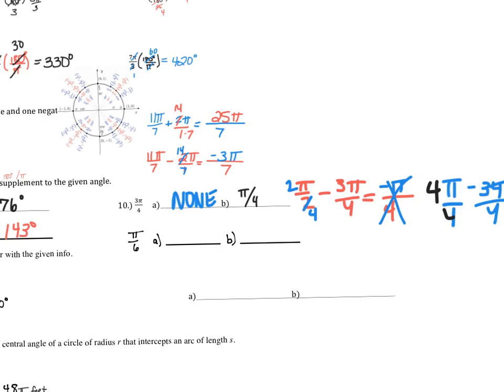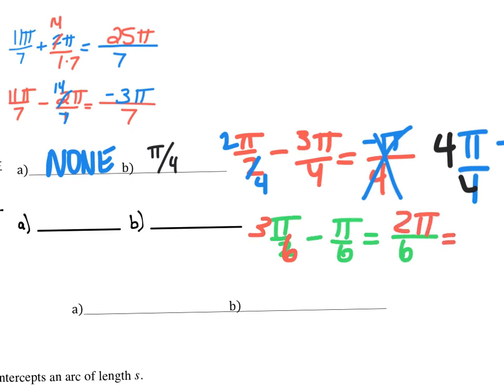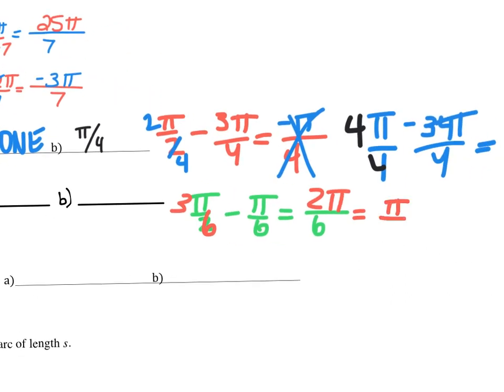All right, let's look at the next one. Pi over 6. I have pi over 2 minus pi over 6. Common denominator is 6. So this becomes 3 pi over 6. What's 3 pi minus 1 pi? 2 pi over 6. Can I simplify? Yeah. Becomes pi over 3.